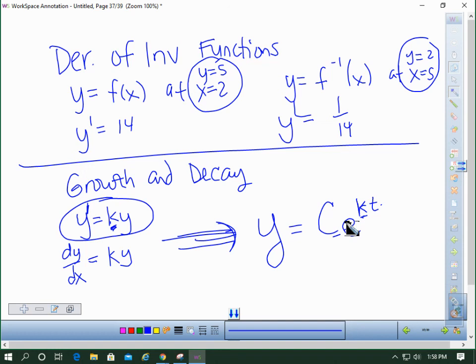I just wanted to remind you of that, because sometimes on the AP exam, they just ask you which one of the following equations satisfies this differential equation. If you know that this differential equation should have an answer like this, then you pick the one that looks like that. That's all that is. So those are the main things I wanted to hit upon for the big theorems of integration.